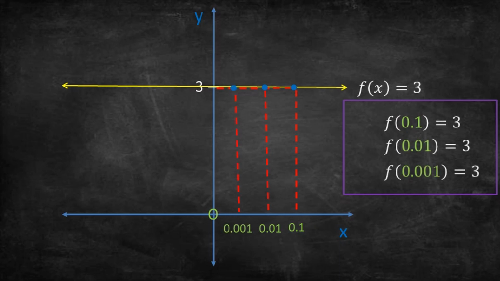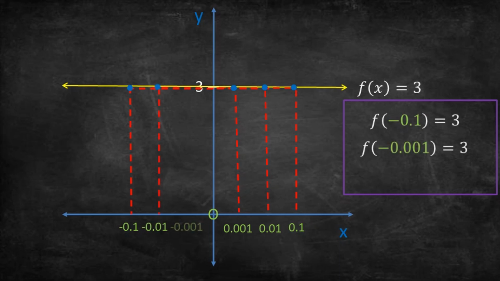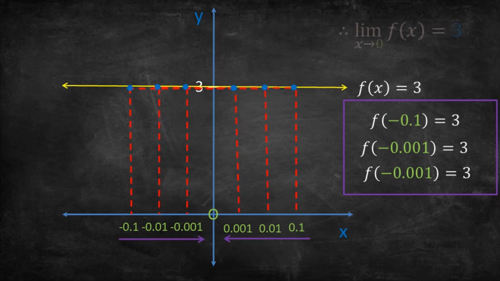at 3. We do the same thing but approaching 0 from below, plugging in values closer and closer to 0 but below 0 on the x-axis. And once again we find that the corresponding function values stay at 3. Even though in this example the function values do not approach any particular number but stay at 3 as we approach 0 on the x-axis from above and below, we still say that the limit of f of x as x approaches 0 equals 3.